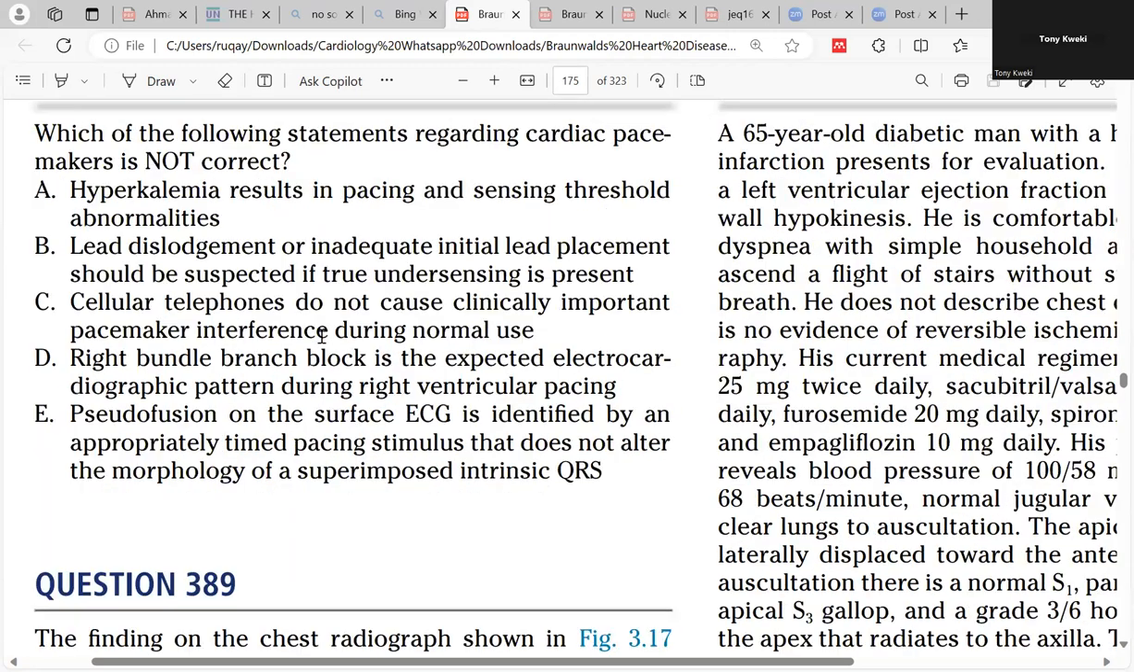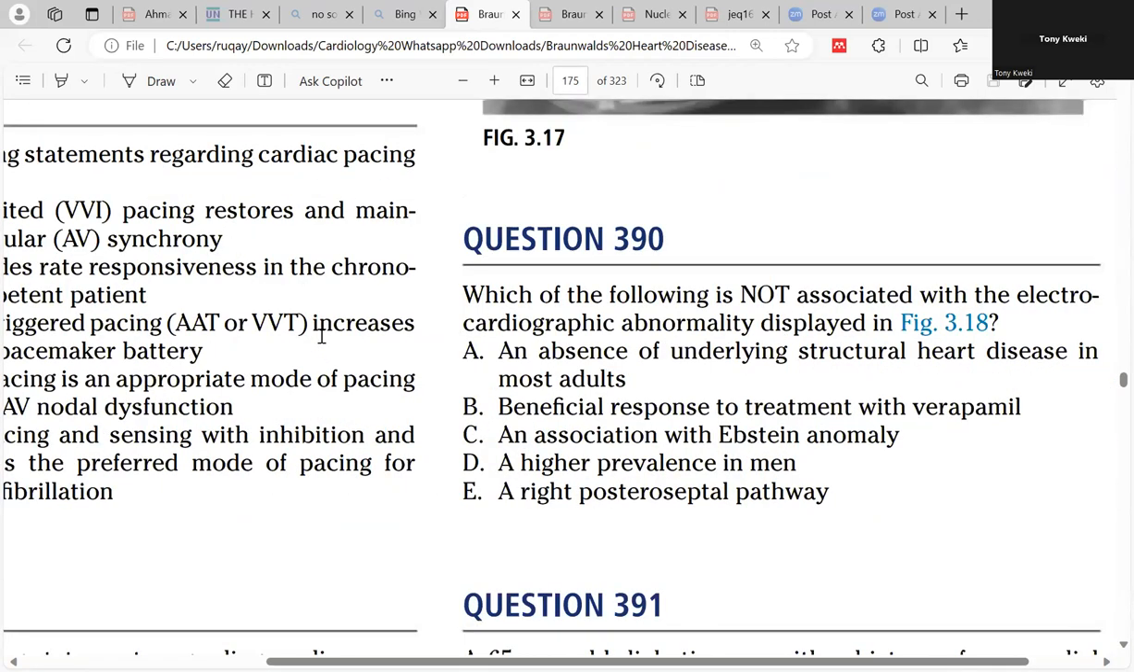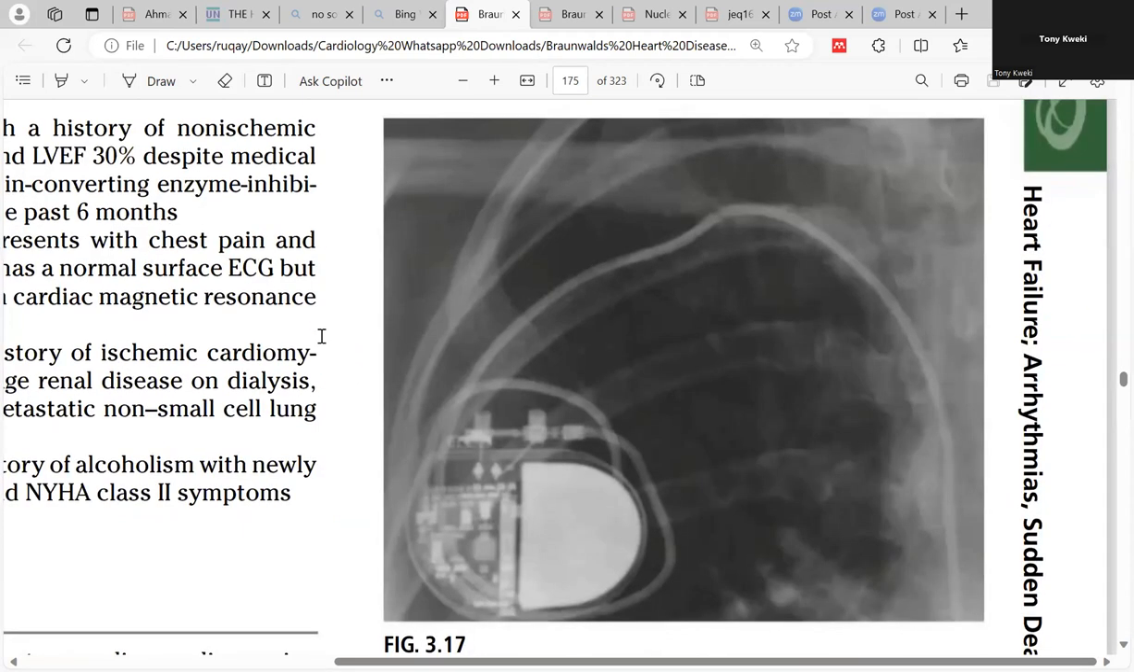So let's look at the image. This is the image in question. Is it visible? Hello. Yes, it is. Yes, we can see. It's visible.